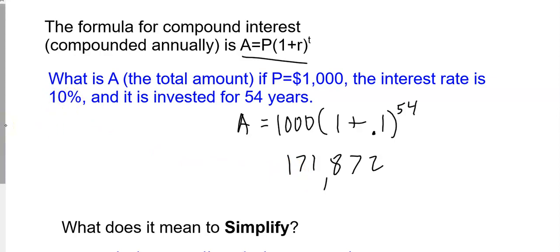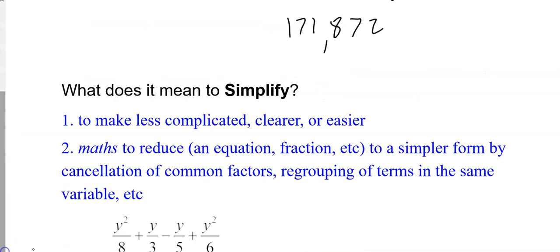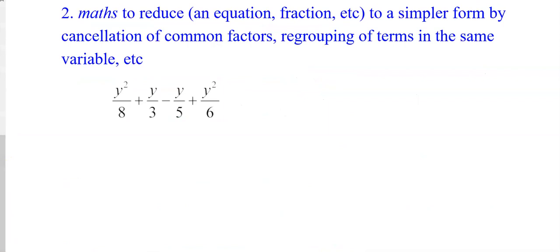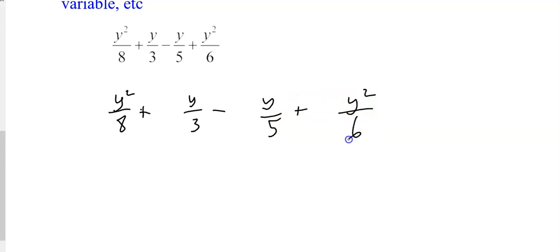The interest rate is very good. It's probably like a stock market or something like that. And simplify. Let's at least do this problem about simplifying here real quick. So to do this, you really need the same denominator, right? So if I'm going to simplify this, I need to find a common denominator. So y squared over 8 plus, I'm going to leave a little room there, y over 3 minus y over 5, little space, plus y squared over 6.